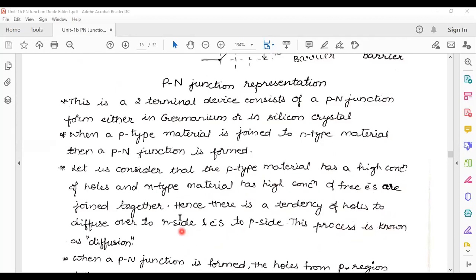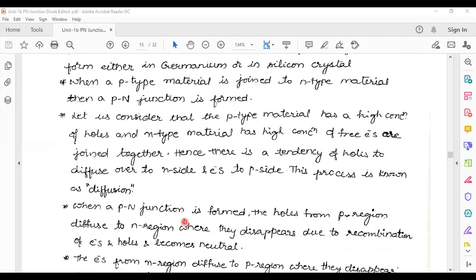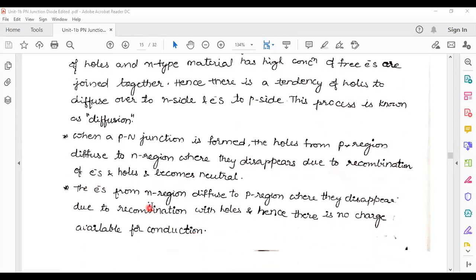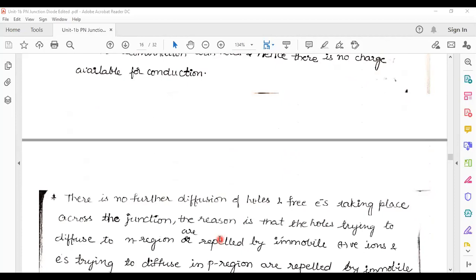Again, for our convenience, I am repeating this point here. When a p-n junction is formed, the holes from the p region diffuse to the n region, where they disappear due to recombination of electrons and holes and become neutral. The electrons from the n region diffuse to the p region, where they disappear due to recombination with holes, and hence there is no charge available for conduction. A wall of positive immobile ions and a wall of negative immobile ions are created. That is the point indicated here.